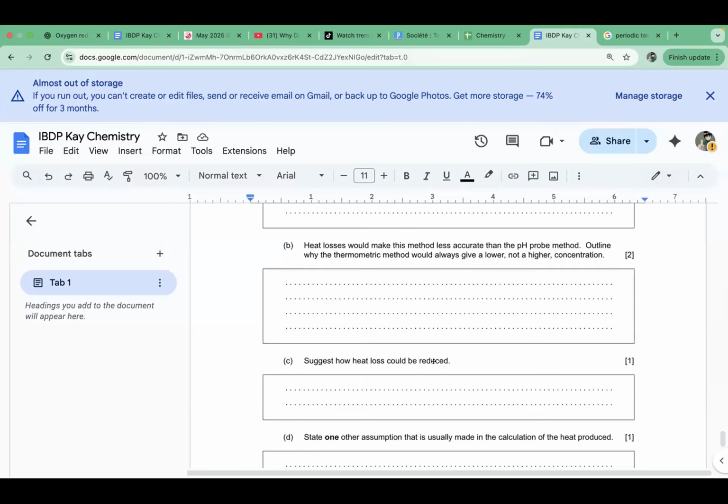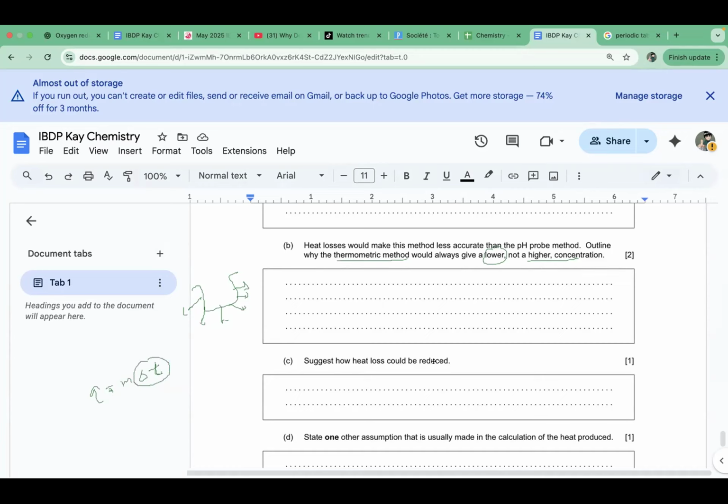Heat losses could make this process less accurate than the pH probe. Outline why the thermometric method will always give you a lower, not a higher, concentration, right? So what happens in the thermometric method? You're having heat losses, right? The thermometer won't be able to measure the temperature due to heat loss. So what happens? Q is equal to mc delta T. The delta T we're getting will be less, right? It will be lesser.